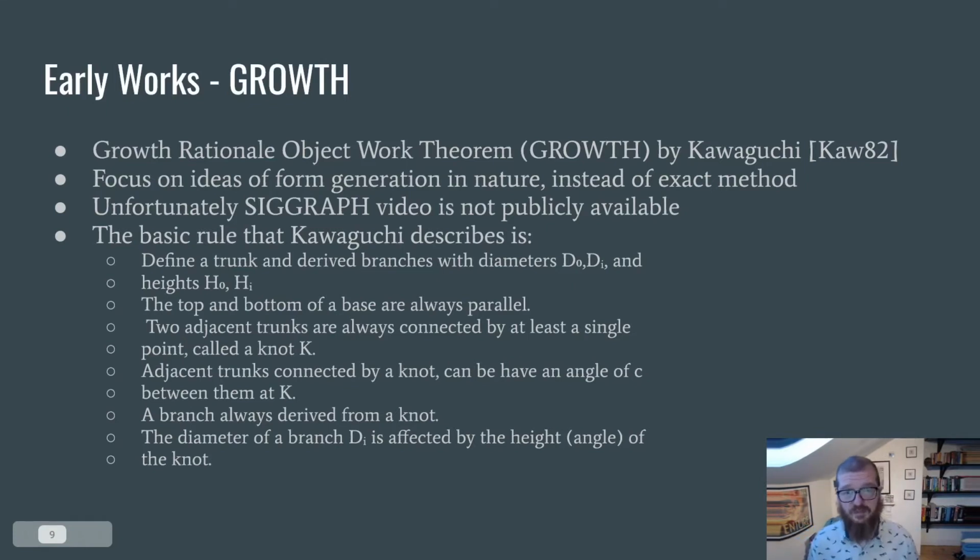Kawaguchi's observation, which is similar to Latham and Todd's later approach, focuses on how shapes are generated in nature rather than on the exact geometric measurements. The result is very organic-looking shapes. Kawaguchi focuses on local changes and how many local changes can result in an overall global look. On this slide, you can see the basic rules that Kawaguchi describes in his paper for evolving a form.